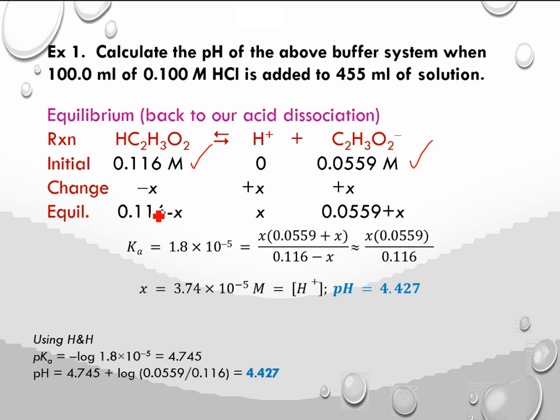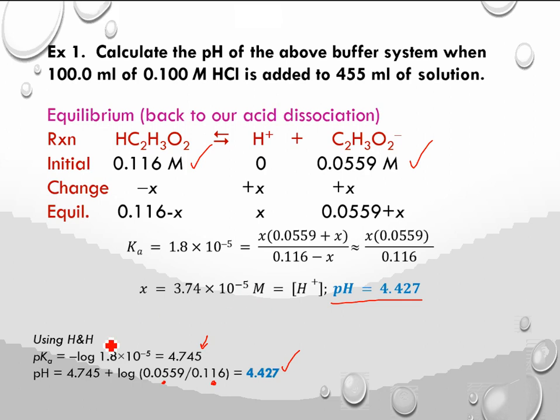We lose some quantity of that. We gain the equal molar quantities of these two things, and we set up our Ka expression. Again, we neglect our x's, and we solve for hydrogen ion concentration and get a pH of 4.427. Now, you might say, what about Henderson-Hasselbalch? Here's our pKa value here. We plug into Henderson-Hasselbalch with our ratio of acetate ion to intact acid, and we get the same exact pH.